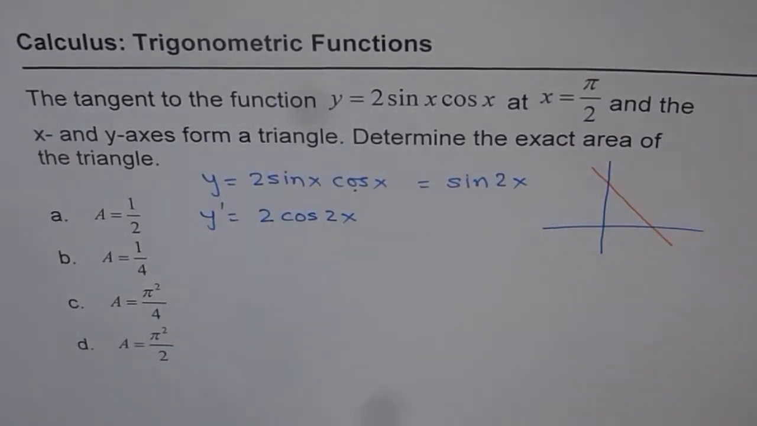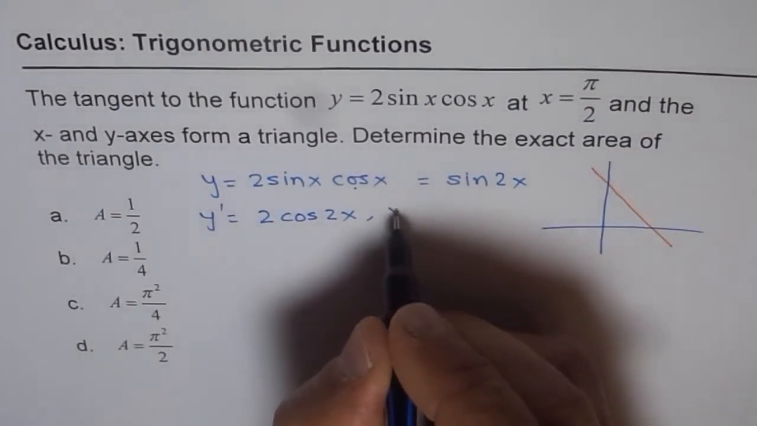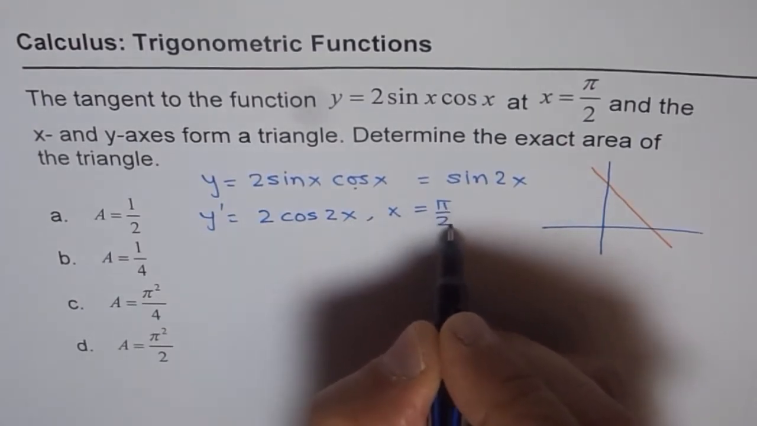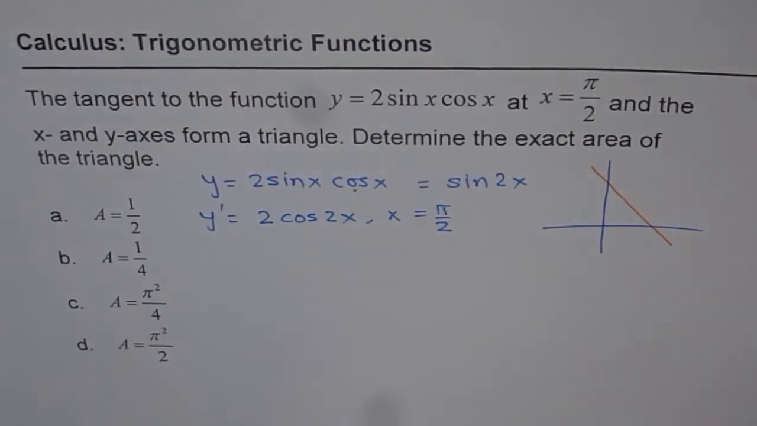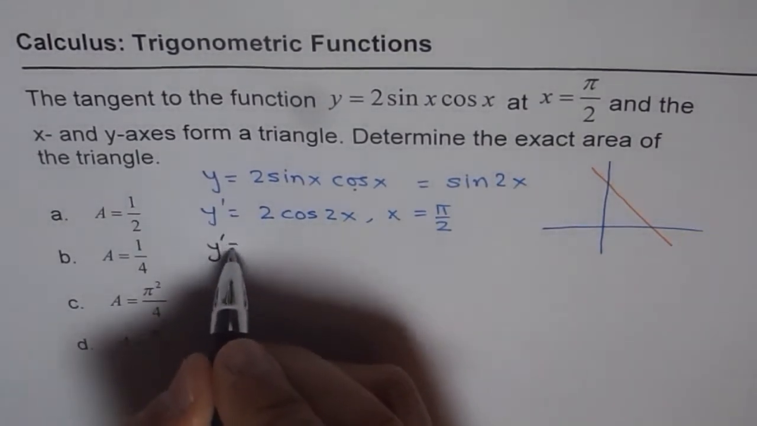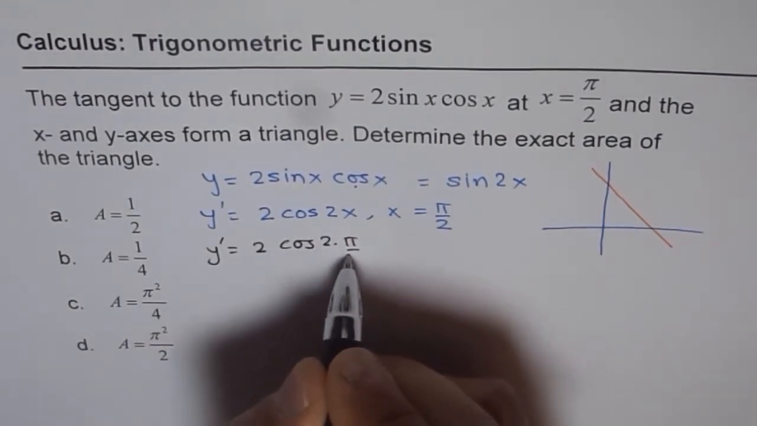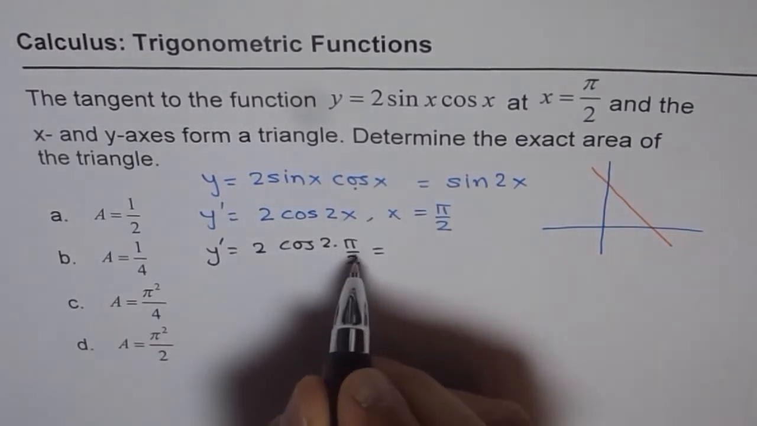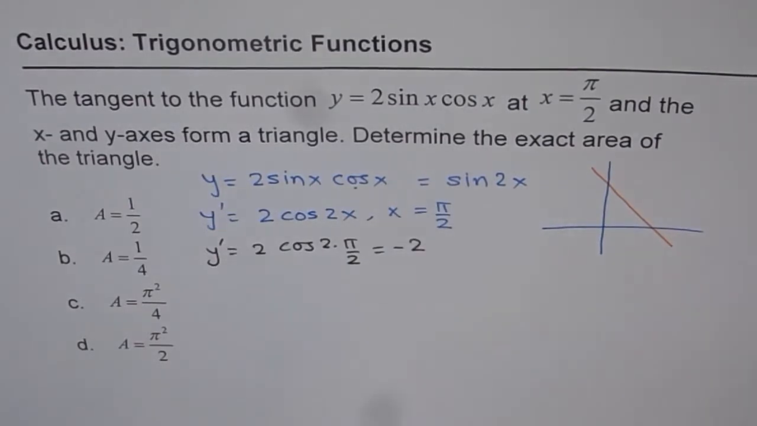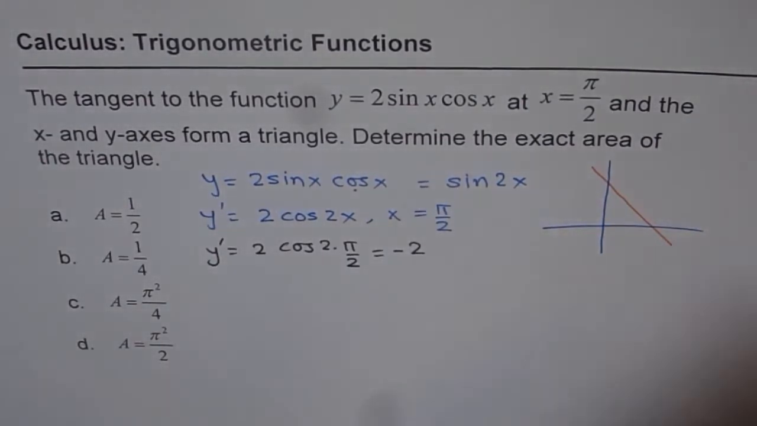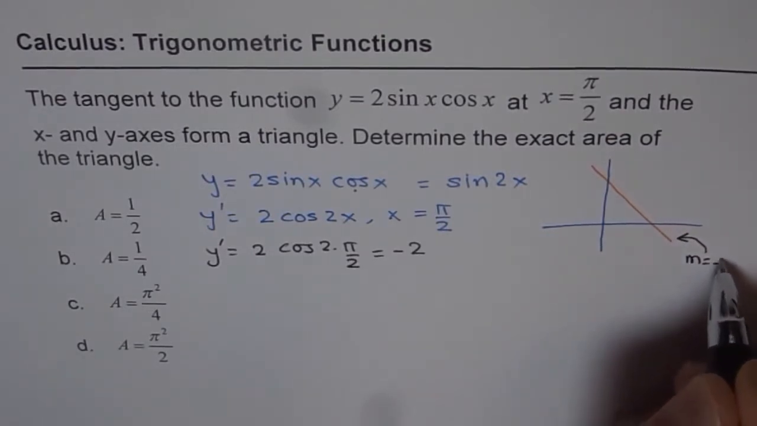Now we need to find the slope at the given point, which is x equals pi by 2. So at x equals pi by 2, what is the slope? We'll plug in pi by 2 here. So what do I get? We get y dash equals 2 times cos of 2 times pi by 2, and that is cos of pi, which is minus 1. So 2 times minus 1 will be minus 2. So we get the slope of this line as minus 2. Let me write down here that the slope of the line is m equals minus 2.